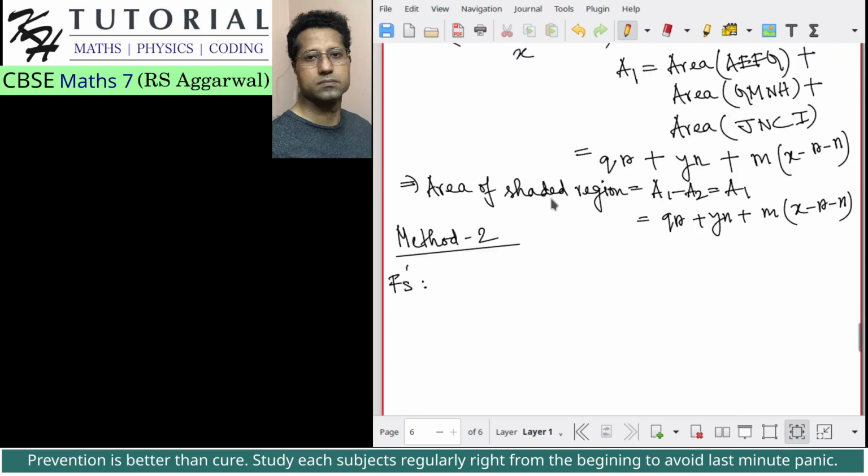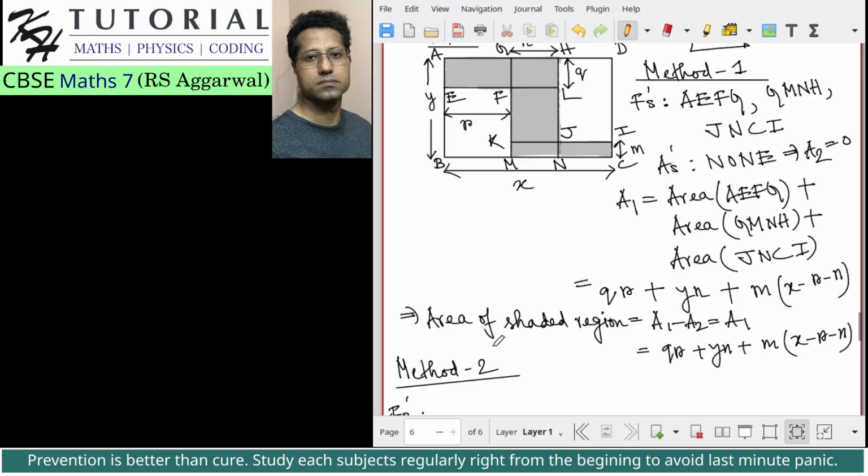So definitely the unshaded rectangles will be EBMF and HJID. These are the two rectangles that are forming the unshaded region. We need to see whether we know their dimensions. For EBMF, we need to know EB. How do we know EB?